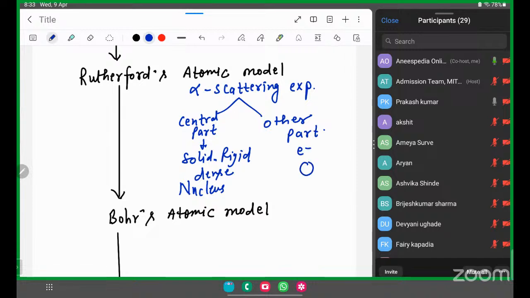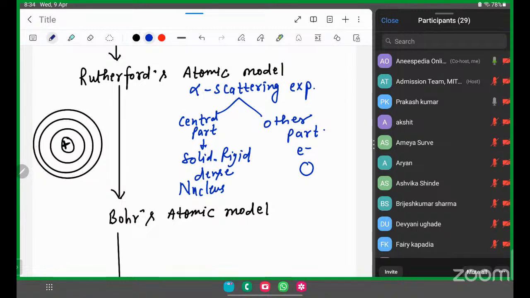So Rutherford's atomic model is somewhat like planetary model in solar system, in which there will be sun at the center, same as nucleus, and there will be circular orbits around the sun, same will be in atom, and electrons will revolve around the nucleus, same as planets revolve around the sun. So due to its analogy with solar system, it is also known as planetary model.